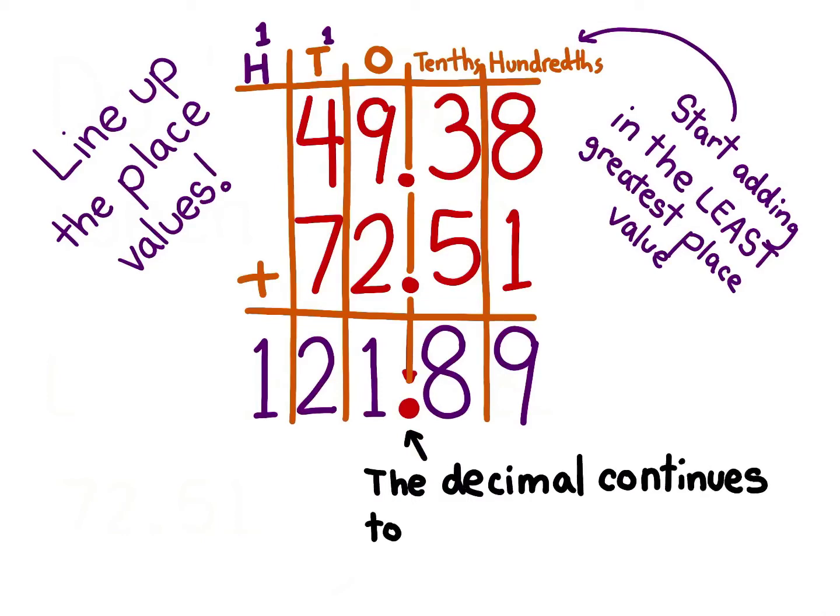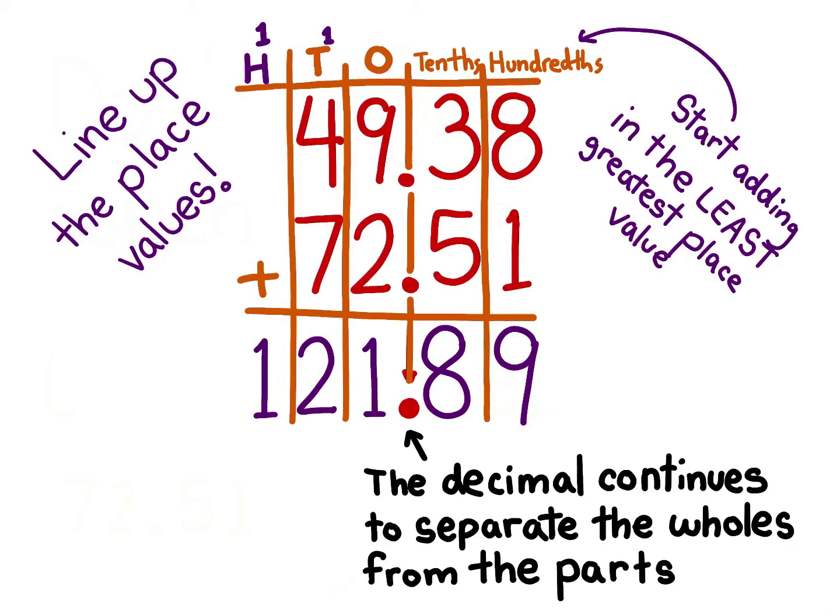The decimal point continues to separate the whole numbers from the parts of a number. Our value is 121 and 89 hundredths. The decimal point separates our whole number, 121, from our part of a number, 89 hundredths.